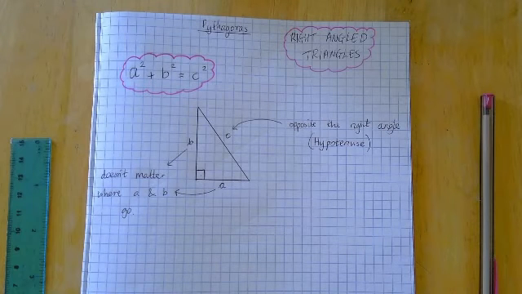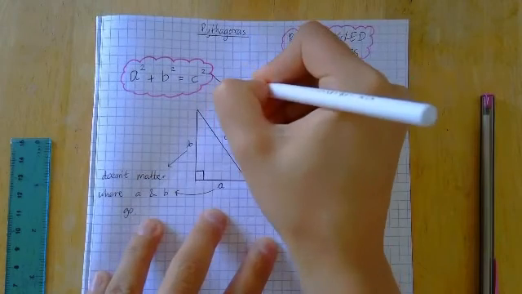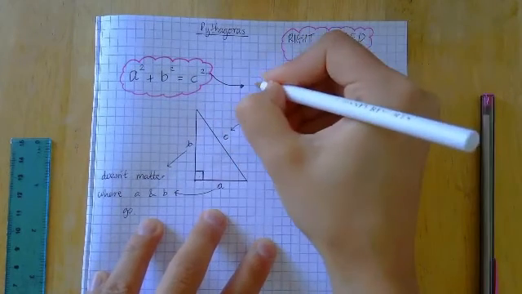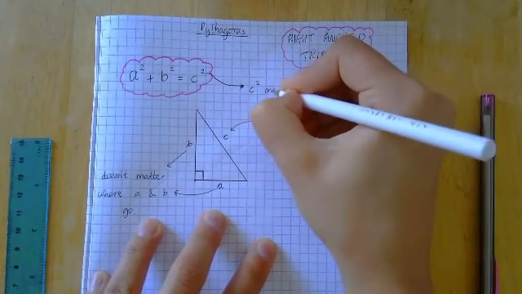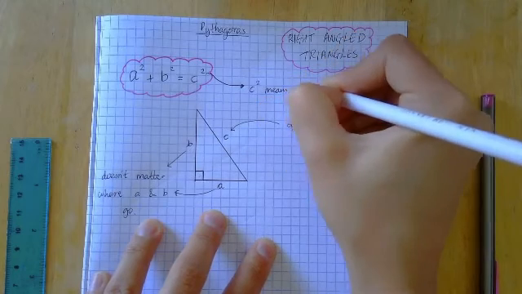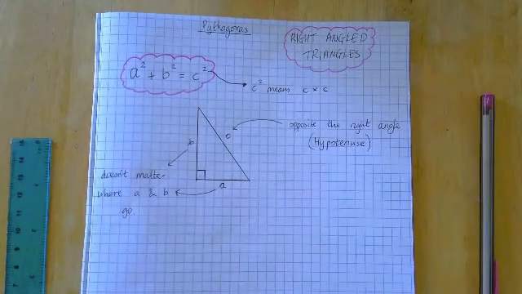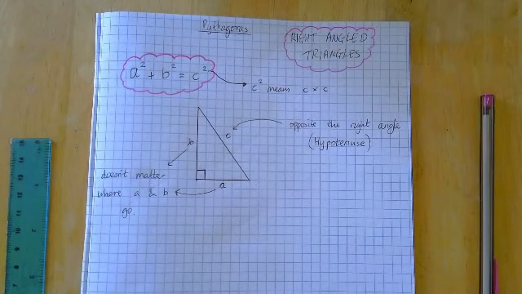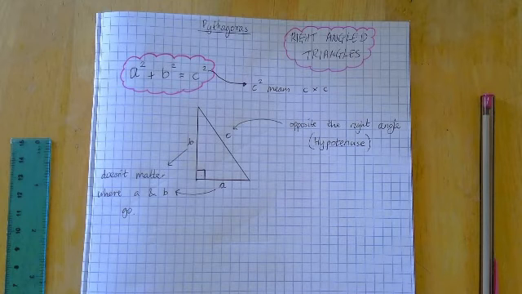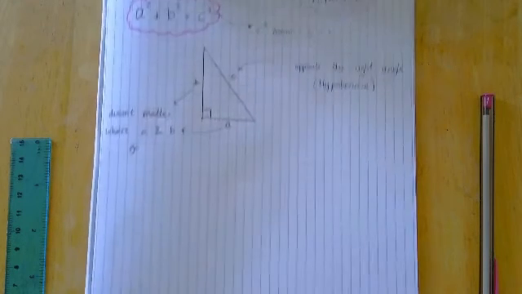Now, just remember, squared means times by itself. If you hadn't remembered that, that's worth writing down. C squared means C times C, and A squared means A times A. It's just a much quicker way for us to be able to write that. Okay, so let's have a look in practice what this means.